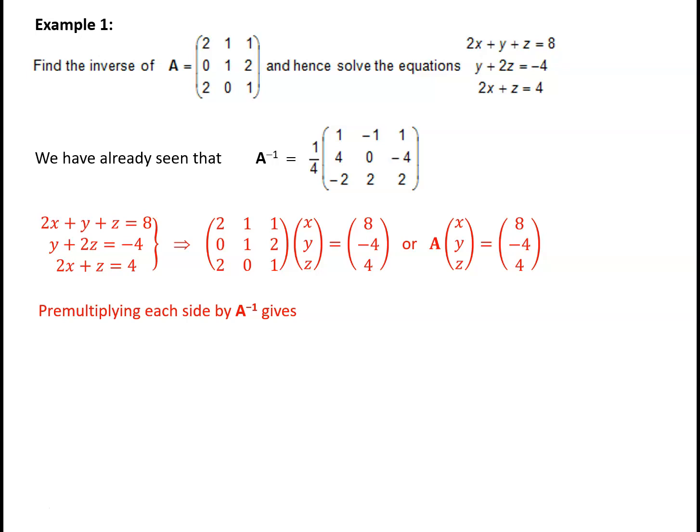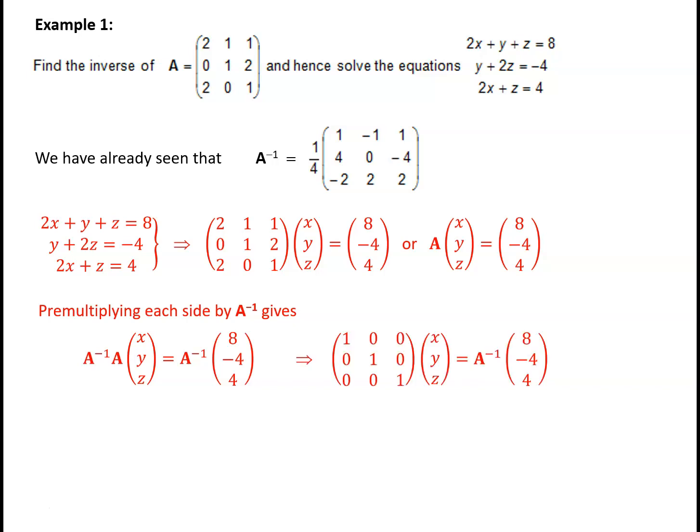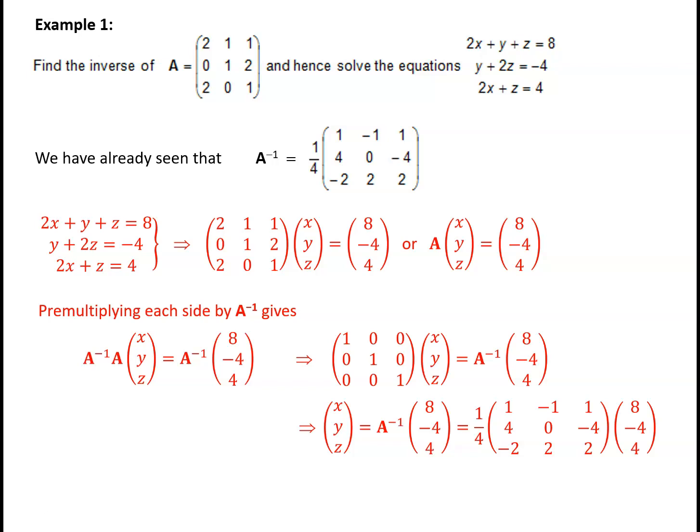If we pre-multiply each side by A inverse, then we've got A inverse times A times x, y, z equals A inverse times 8, -4, 4. A inverse times A is just the identity matrix. So we've got the identity matrix times x, y, z is A inverse times 8, -4, 4. The identity matrix times x, y, z is just x, y, z. So we've got x, y, z equals A inverse times 8, -4, 4.